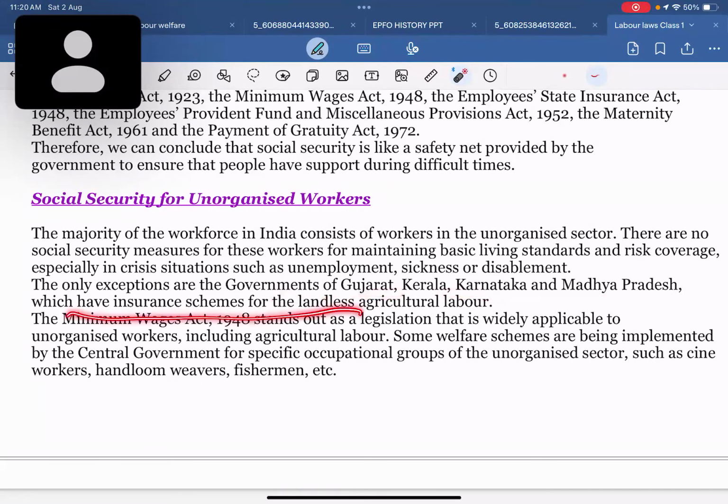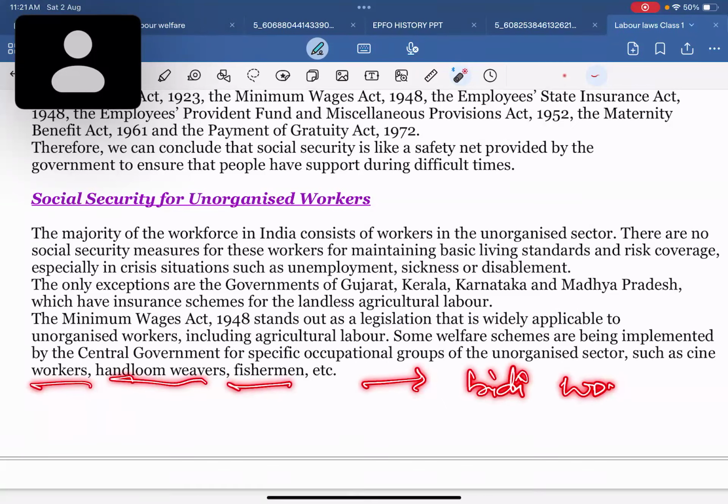The Minimum Wages Act 1948 stands out as a legislation that is widely applicable to unorganized workers, including agricultural labor. Some welfare schemes are being implemented by the central government for specific occupational groups of the unorganized sector, such as sign workers, handloom workers, and here also come the BD workers. BD workers. Anyone knows what is BD? The person who smokes, they know what is BD.